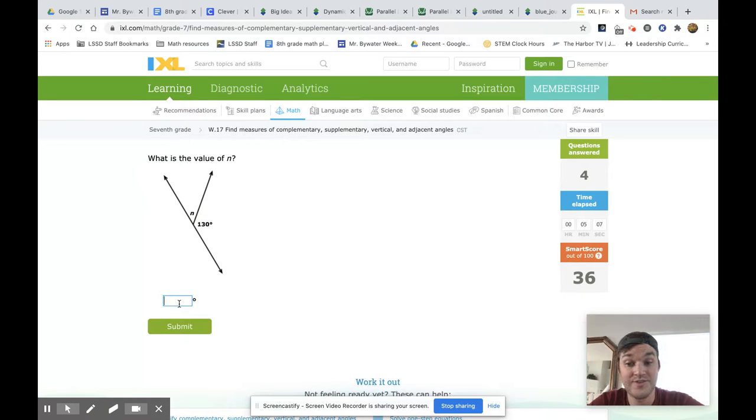Are these next to each other, or are they across from each other? They are next to each other. They must add up to 180 degrees. It's got to be 50.